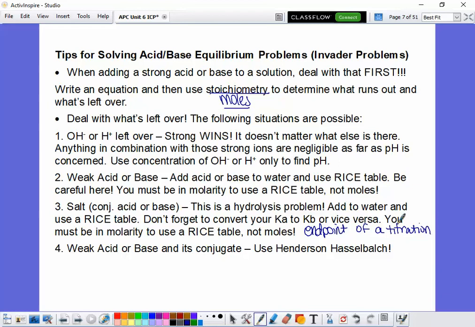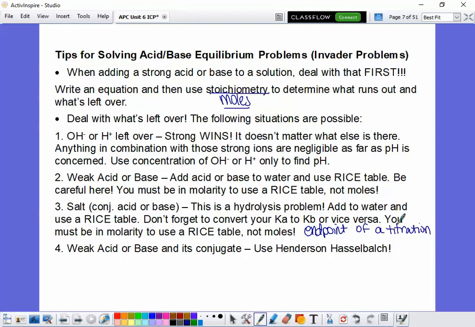Your buffer needs to fall within 0.5 pH units of the target pH. So for example, let's say your target pH is 5. No one's 5. They're all different, but say your target pH is 5. Anywhere from 4.5 to 5.5 and you hit that target pH. You're good.